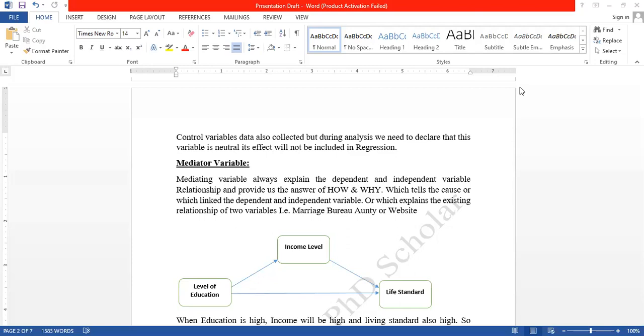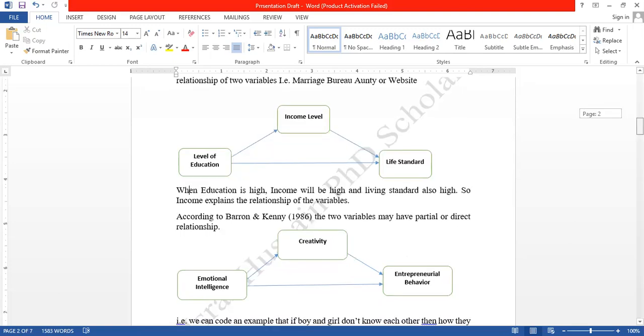And our next variable is the mediator variable. The mediator variable always explains the dependent and independent variable relationship and provides us the answer of how and why, which tells the cause, or which links the dependent and independent variable, or which explains the existing relationship of two variables. For example, marriage bureau or marriage bureau websites, this type. You can use these examples.